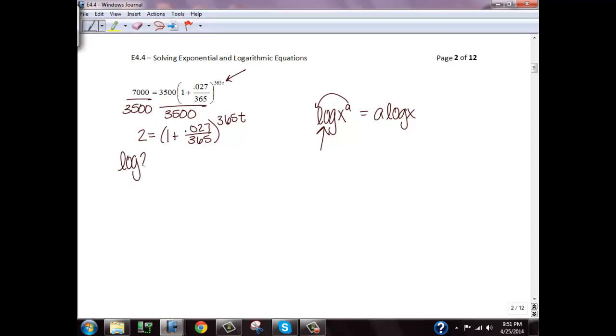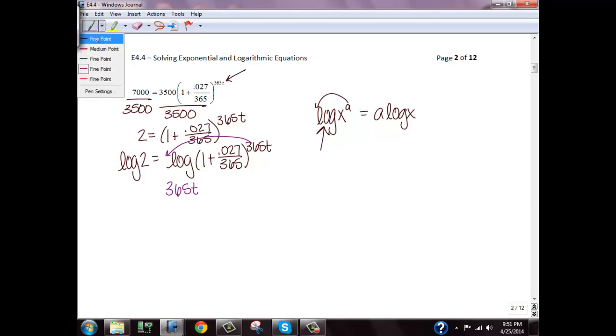So I'm going to do regular log base 10 of 2 equals log of my nasty here. And the whole reason I'm doing that is so that now I can bring my exponent down in front as a coefficient. So now I have 365t times log of this nasty thing, 0.027 over 365, is equal to log of 2. So now I just need to get t by itself.